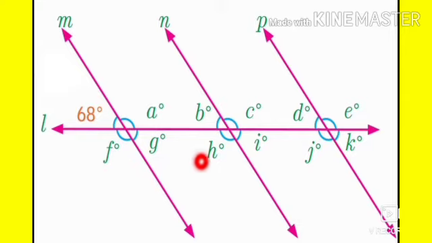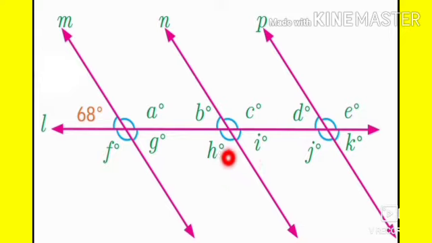Now H degree, J degree. So what about these angles? Here H degree, J degree and F degree are corresponding angles. So corresponding angles are of equal measure. So here H degree and J degree also measure the same as F degree, which is 112 degree.